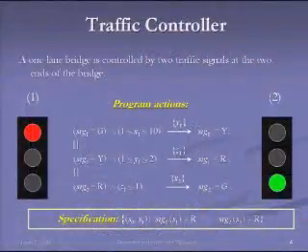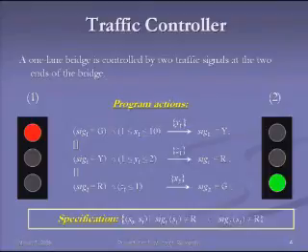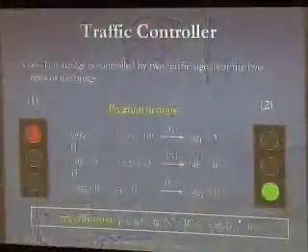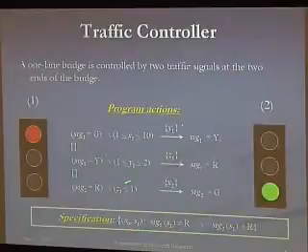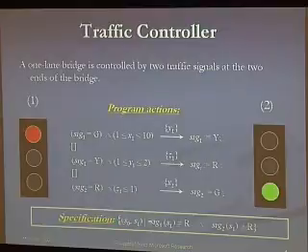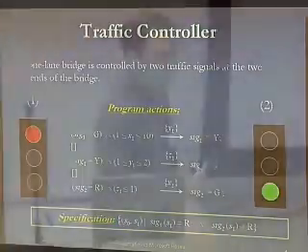So we can capture the specification of this program by a set of transitions where both signals are not red in the target state. That means if one of them is green and the other one is yellow, then cars can go in both directions and there will be an accident, right? So this is a very simple specification, and if we run this program as it is, it never violates this specification. It never reaches a state where both signals are not red.